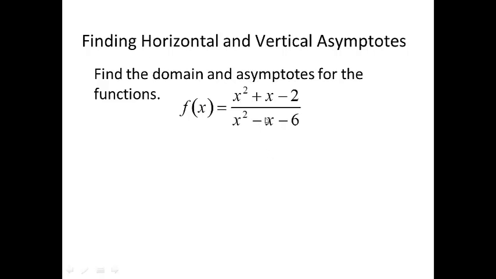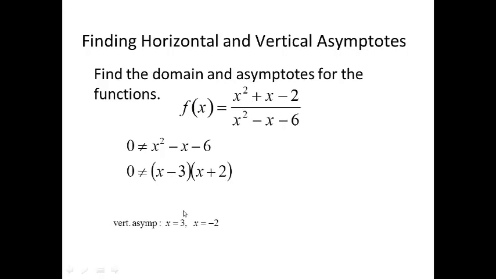Alright, this one you have to factor. Make sure you factor the denominator. That means that x can't equal 3 or negative 2. That's where my vertical asymptotes are. My domain is going to go from negative infinity to negative 2, skips over the negative 2, goes to 3, jumps over the 3 to positive infinity. And since the exponents are the same, then y is equal to 1, because that's where the coefficients are.